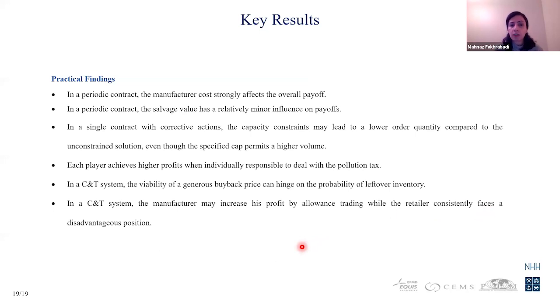In a single contract with corrective actions, the capacity constraints may lead to a lower order quantity compared to unconstrained solution, even though the specified cap permits a higher volume. I want to make it more clear that for instance, we have a line and we cannot cross that line. And then even we have solved the problem, and we've seen that we have been sometimes over this line and sometimes below this line. But when we have this capacity and we have to be obliged to follow these capacity rules, we may think, okay, one good solution can be just take the line, the maximum line, it can be one solution.